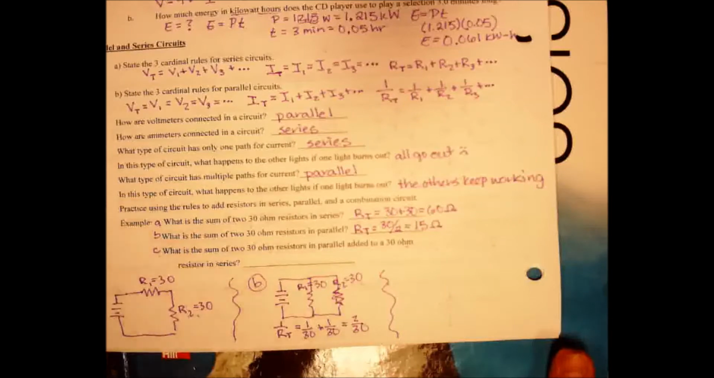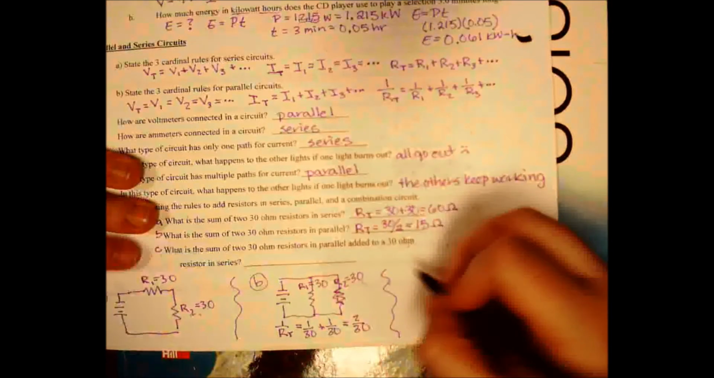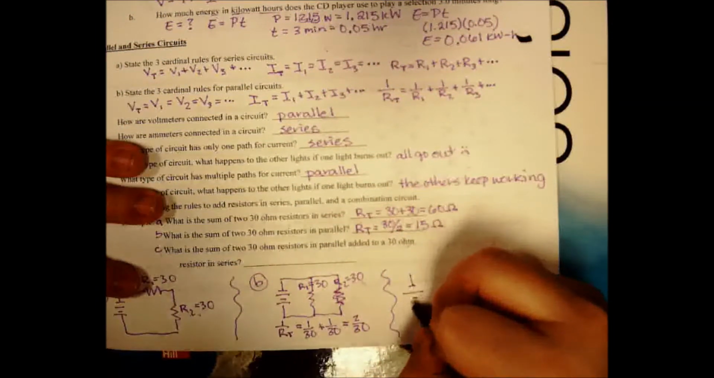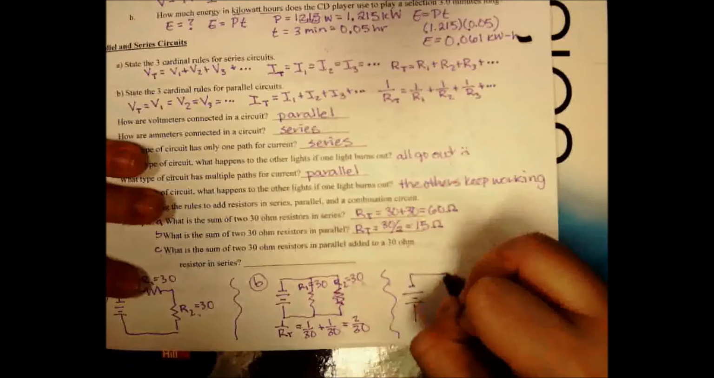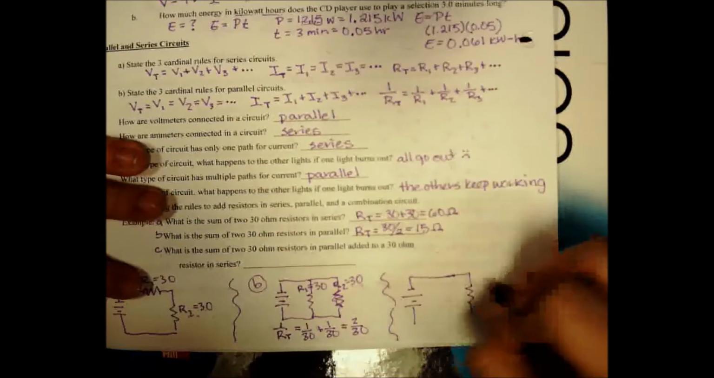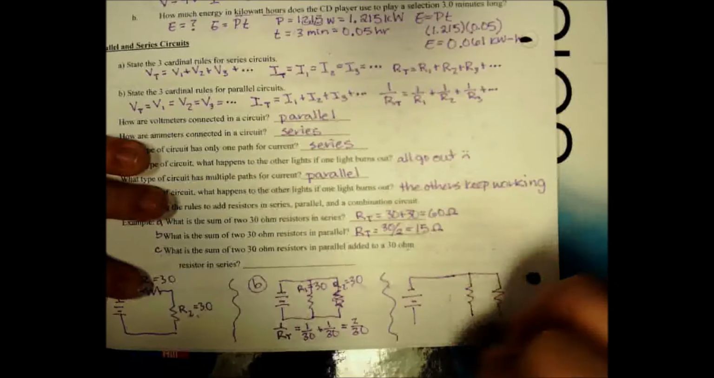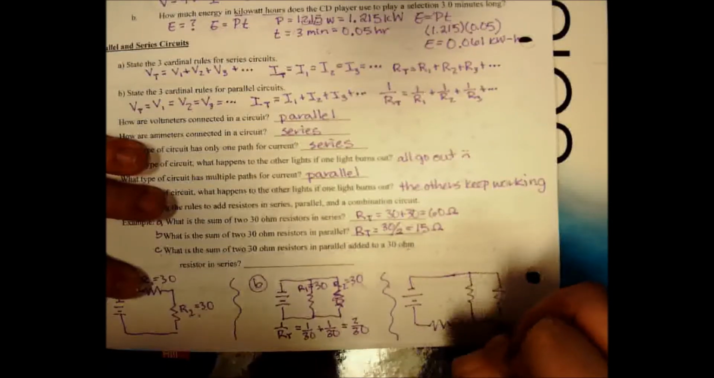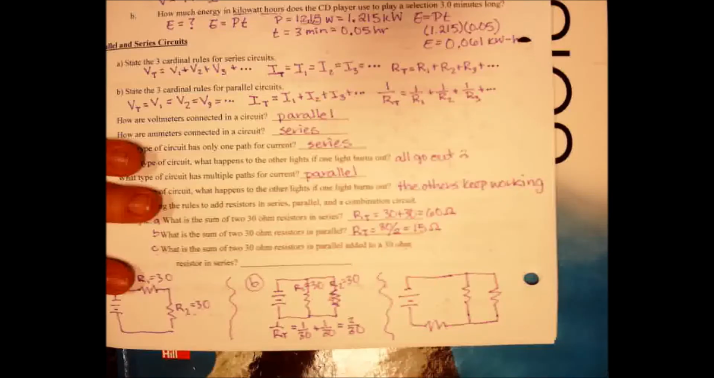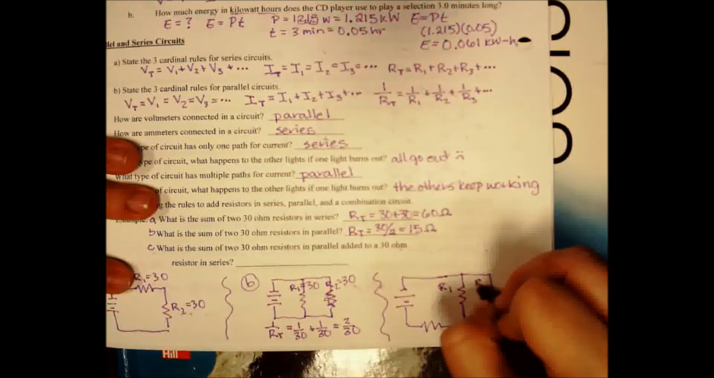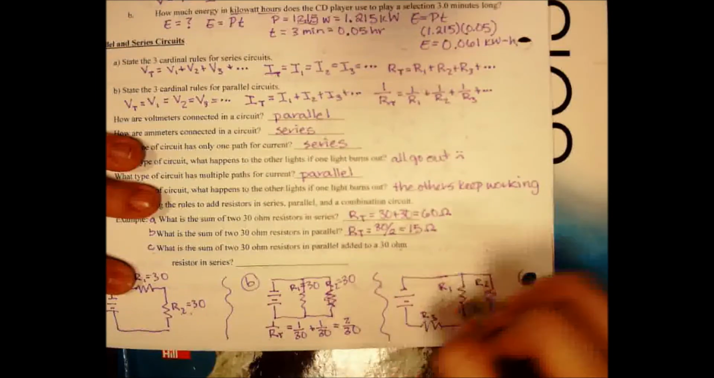What is the sum of 2 ohm resistors in parallel added to a 30 ohm resistor in series? So that picture looks like this. Let's say you have parallel, parallel, series. This is R1, R2, R3.